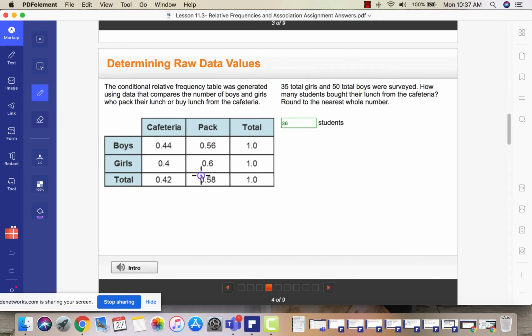So what we can do is take the 0.42 and multiply it by our total amount. Our total amount was 35 plus 50, which would be 85. So there was a total of 85 students. And then we would multiply that by 0.42. And that is where we get 35.7, which we can't have 35.7 students, so that's why it is 36.